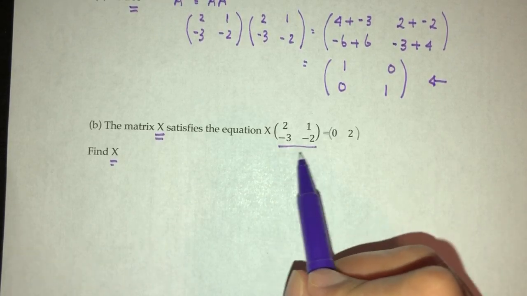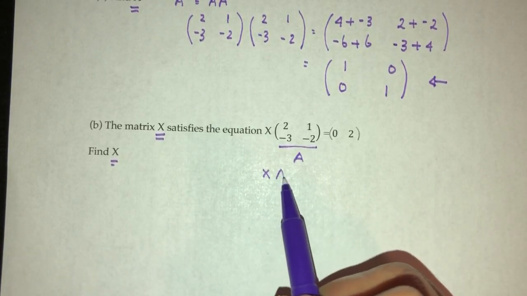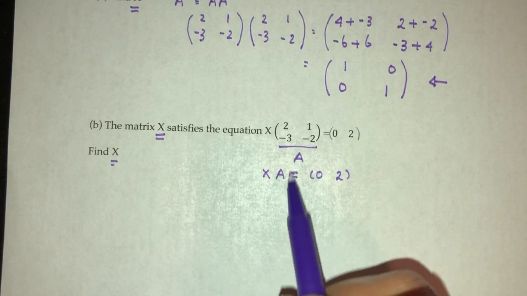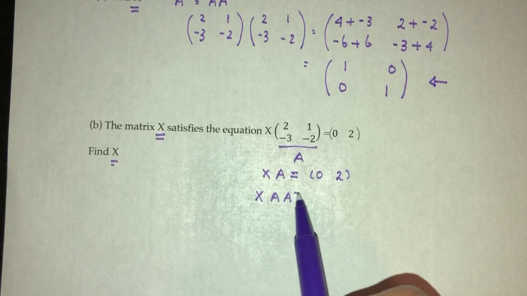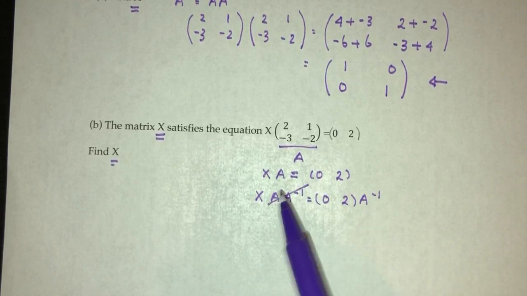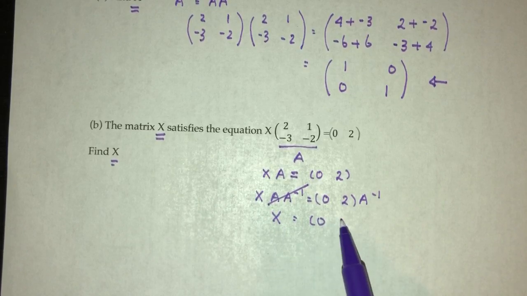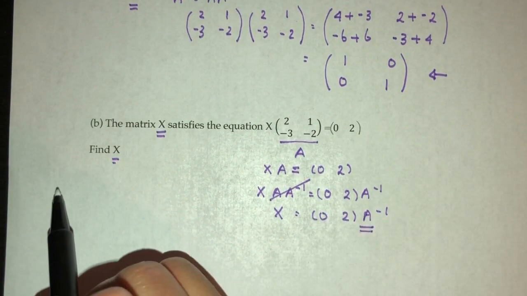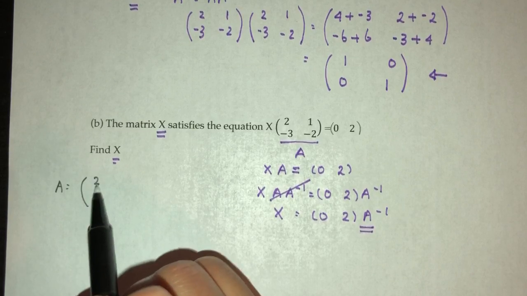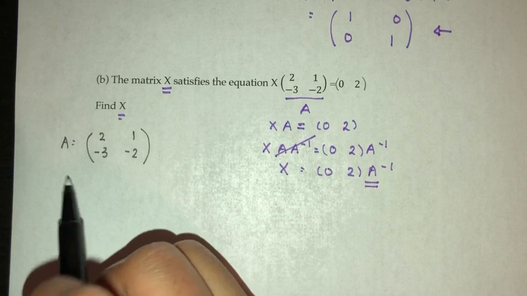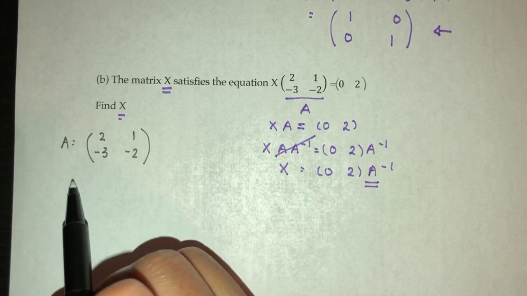So this is your matrix A. We have XA equal to this one. To find the value of X, we have to eliminate the value of A, so we have to multiply by the inverse on both sides. This will cancel out. X will be (0, 2) times the A inverse. So first we have to find the inverse of A. Pretty easy. We know A is this matrix, 2 minus 3, 1 minus 2.